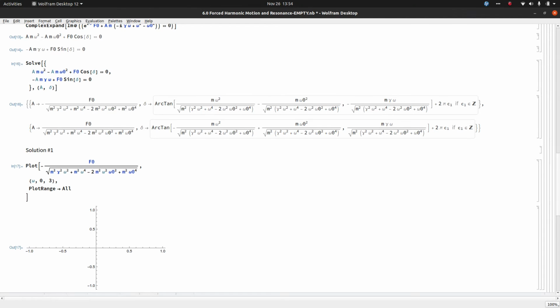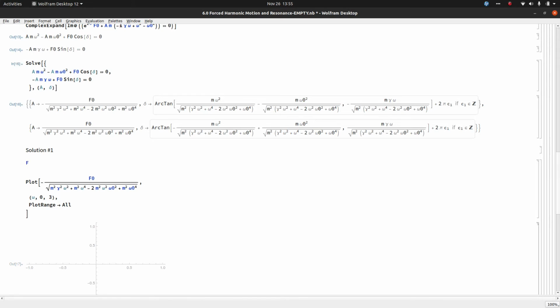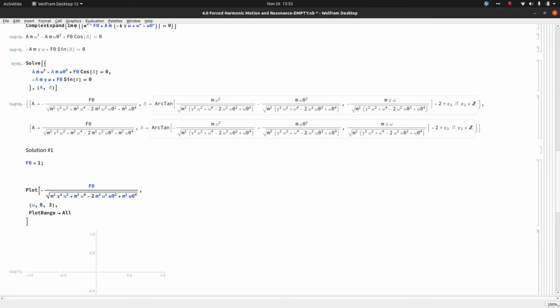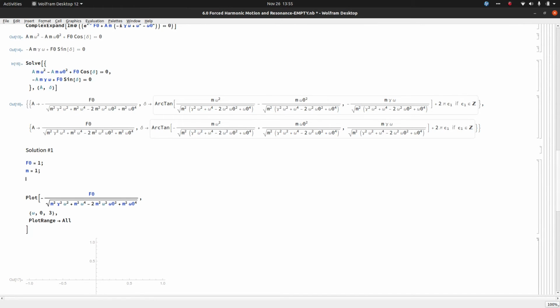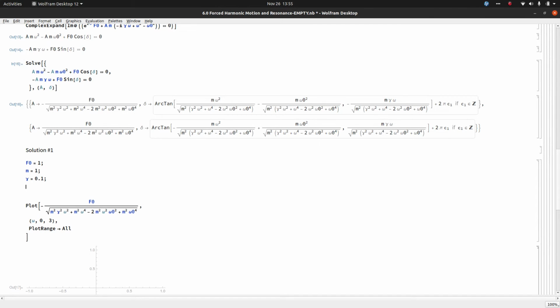Now, if I run this, it's not going to give me anything because there's a bunch of variables in blue here, which I've got to define. I'm going to go ahead and do that. I'll just do it up here for convenience's sake. We'll say you have a driving force of 1 Newton. The mass is 1 kilogram. The damping constant, we'll just put a little bit of damping in. Make that 0.1. And we'll make the natural frequency 1.5. So this should give us a peak around 1.5.